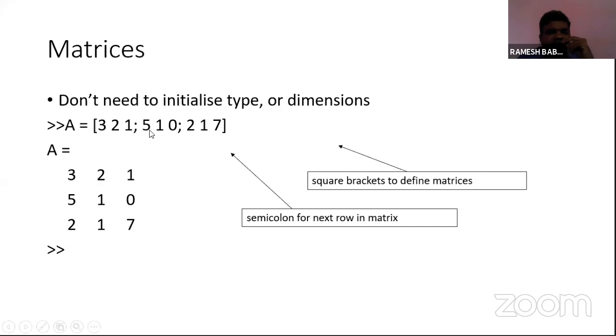3 2 1, 5 1 0, 2 1 7. So this is our matrix. Here I didn't use the semicolon, which means the results will be displayed. The semicolon will distinguish each row. So here you can see we have 9 elements, where the first 3 elements come as the first row, the second 3 elements are the second row, and the third 3 elements are the third row. So in this way it is a 3 by 3 matrix. The matrix size is 3 by 3.